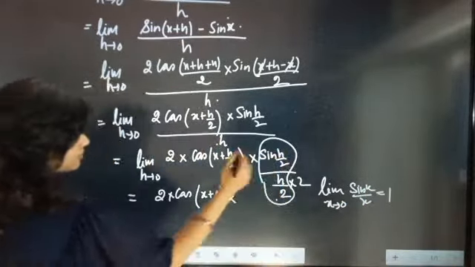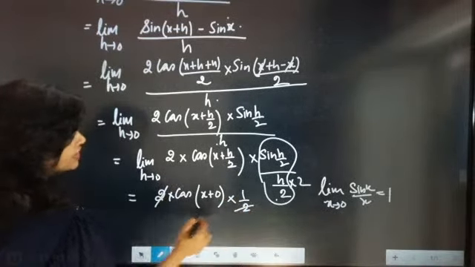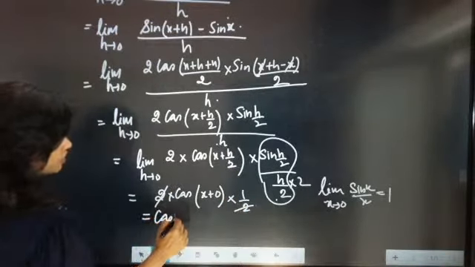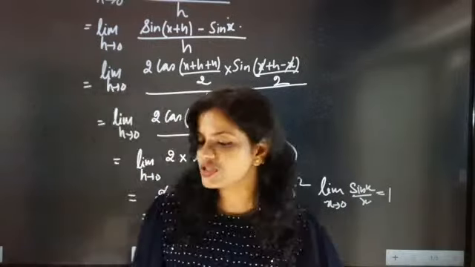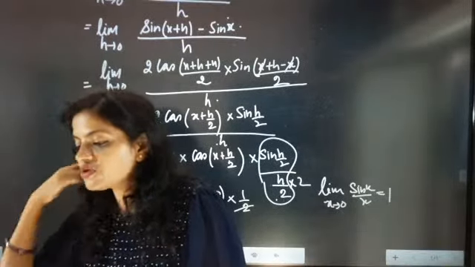So this part will become 1 and here 1 by 2 part will be coming. So 2 and 2 will get cancelled. So it will come as cos x. So this is by first principle I have solved the question.